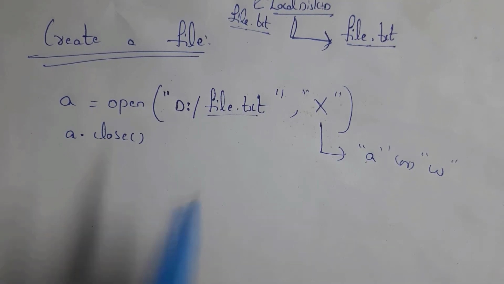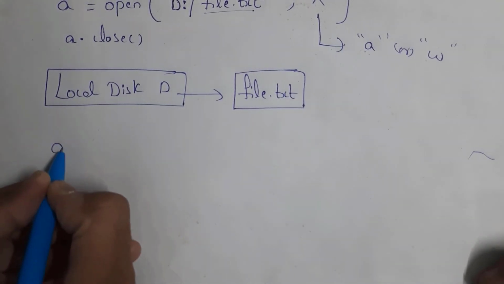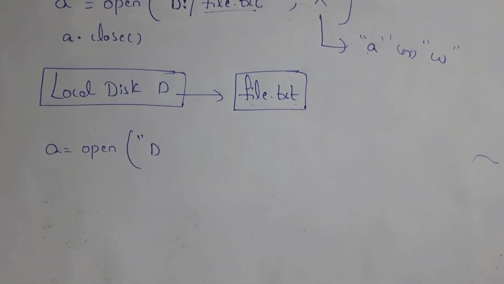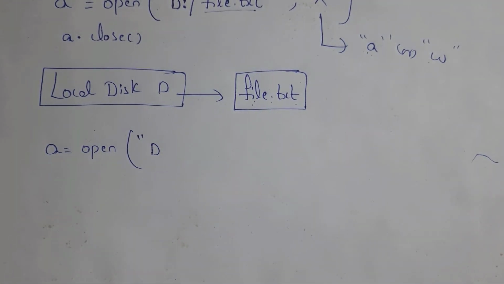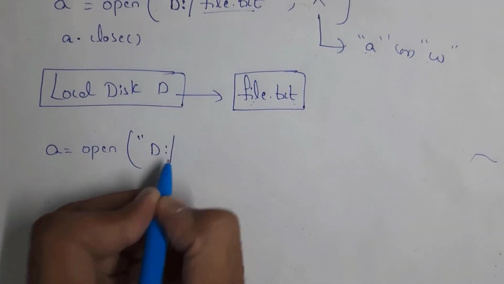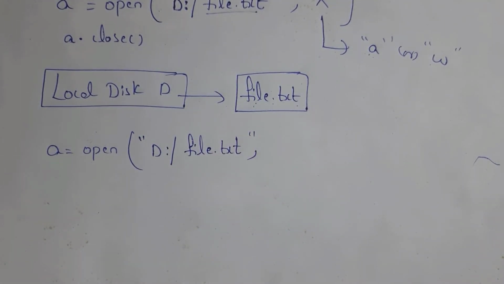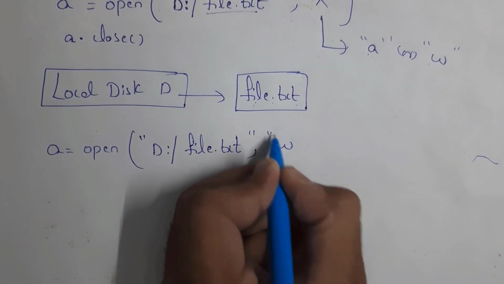You can also create a file by using append mode or write mode. I created one text file in local disk D with the name file.txt. Now I want to add the text hello into my file file.txt. So just write here a equal to open function. Inside the open function, I want to open the file file.txt, which is present in local disk D, so write d:/file.txt in quotations, comma. I want to add text hello, so you need to open this file in write mode. By using write mode, we can add text.